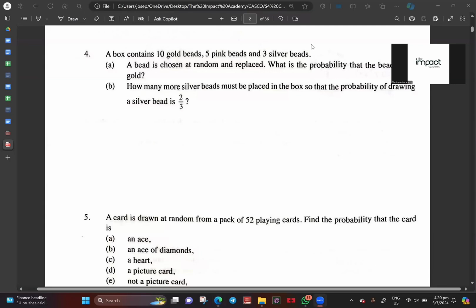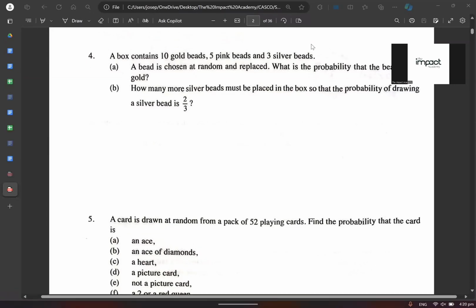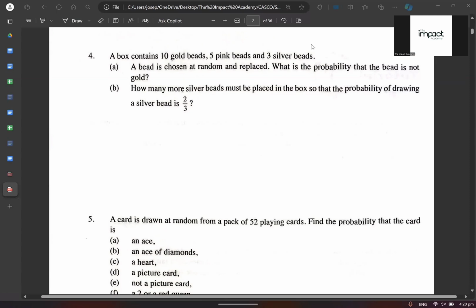A box contains how many gold bits? 10 gold bits, right? Okay, so if it's 10 gold bits, definitely we want to write that down first. And it is chosen at random. Okay, 5 pink bits, 10 gold bits.